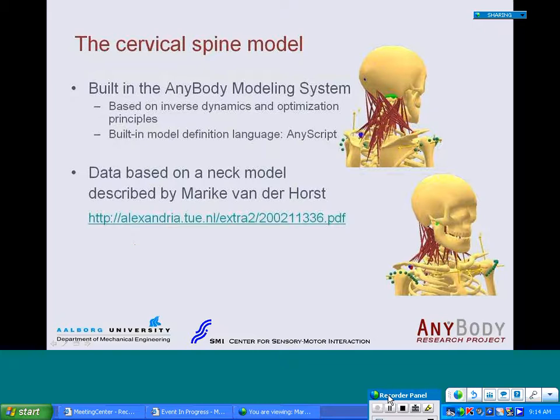Lots of the data described in the model is based on a PhD thesis by Marika van der Horst. She did this a couple of years ago at the University of Eindhoven in the Netherlands in cooperation with TNO. If you're interested in her work, you can download it from this webpage here. After the presentation, we will send this presentation out as a PDF file to all the participants, so it's not necessary to write down this webpage here.